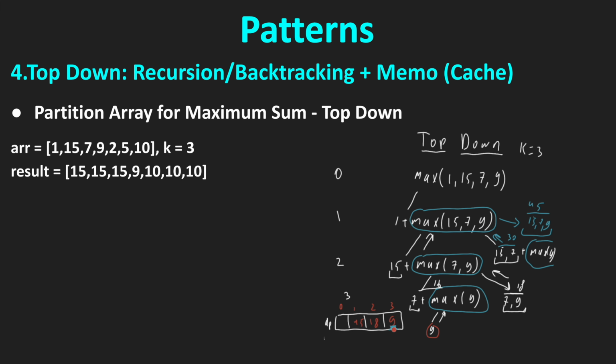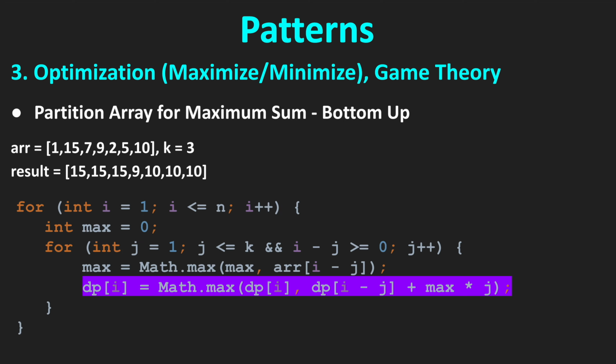And the third one is that we have just reviewed optimization, the maximize and minimize optimization, which means that in the problem statement we are asked to find the maximum or minimum, or maximize or minimize our result, or game theory related problems such as the stone game, or let's say jump game, and so on.